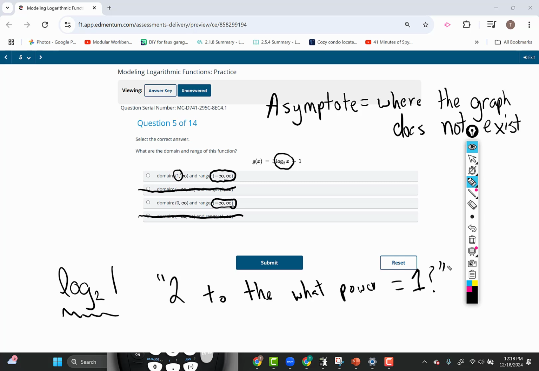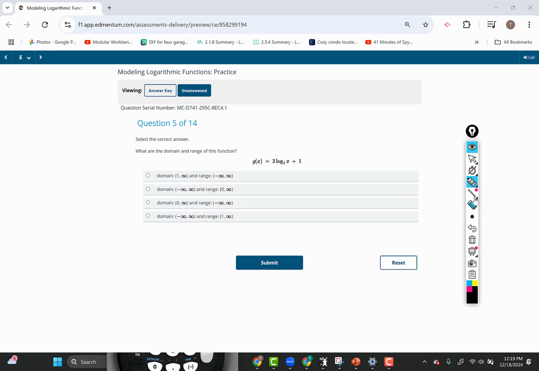Sometimes this trips people up, but is that possible? Can you raise 2 to a power and equal 1? Well, yeah. 2 to the 0 power. Anything raised to the 0 power is 1. So this graph does exist at positive 1. So that's probably not the correct answer. Okay, well, let's check the other one.